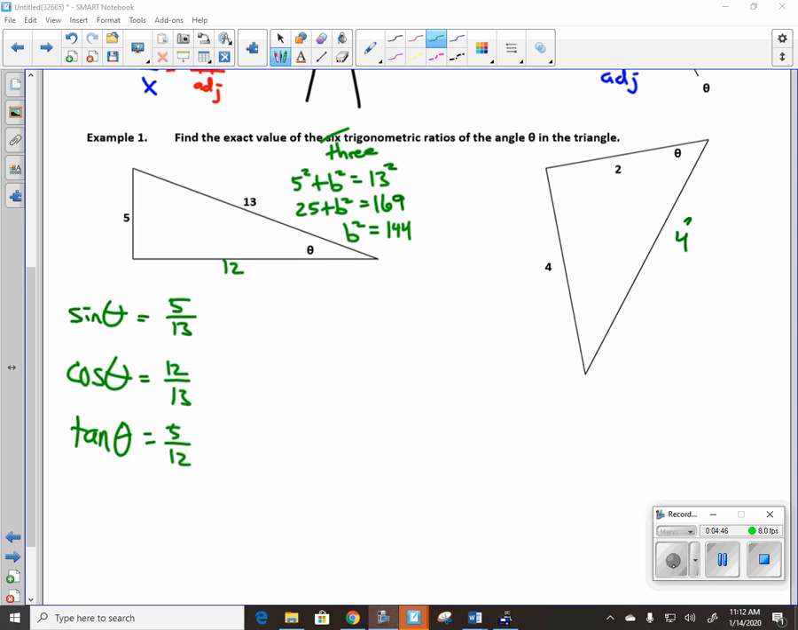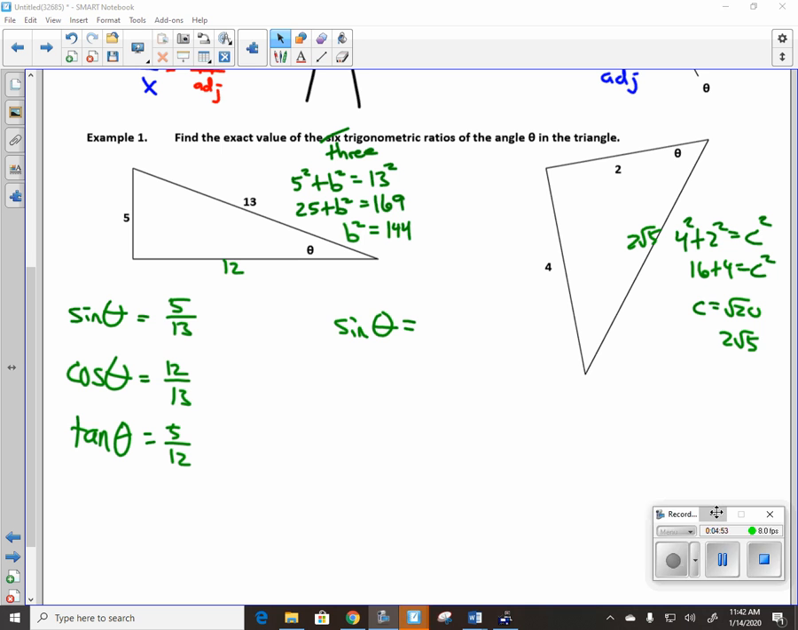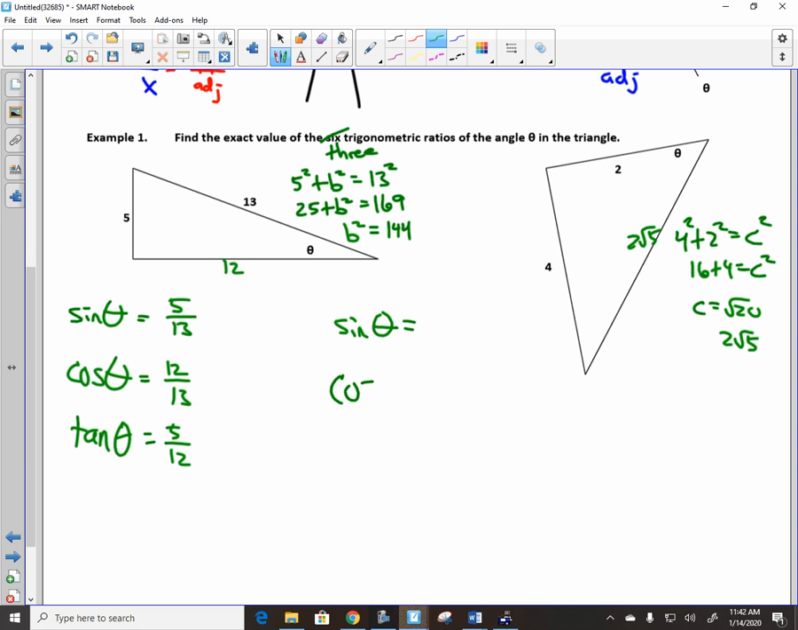4 squared plus 2 squared is equal to c squared, or 16 plus 4 is c squared. Therefore, all right, let's check it out, folks. Sine of theta, cosine of theta, tangent of theta.